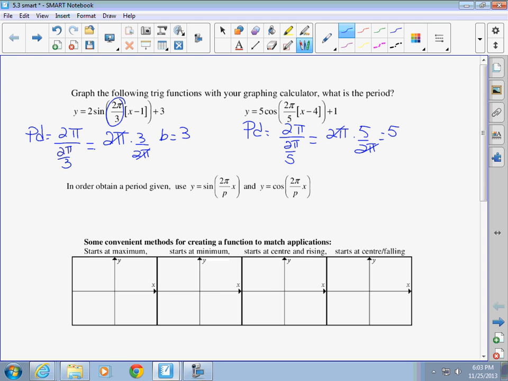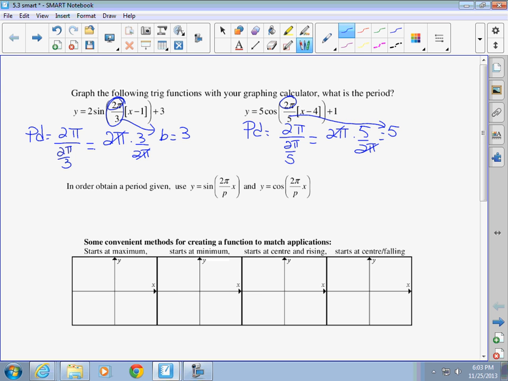What you might have noticed is basically, because this had that 2 pi on top of it, and this had the 2 pi on top of it, that my period was just what was in the denominator there. So it's just a little trick for you to remember. So it says, in order to obtain a period given, use y is equal to sine 2 pi over p, and y is equal to cos 2 pi over p. So if we know the period, then we can find our value. Sorry, that should be period is equal to 3.